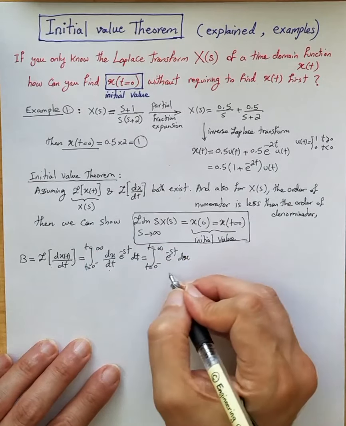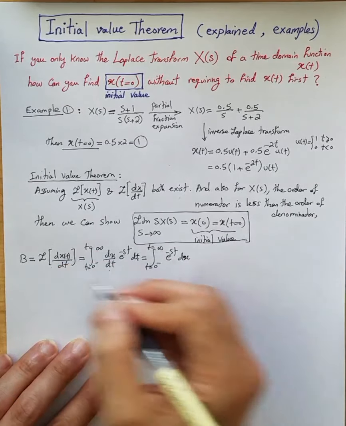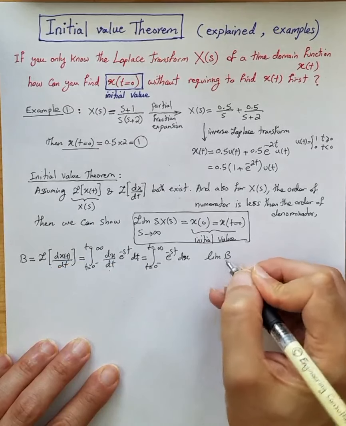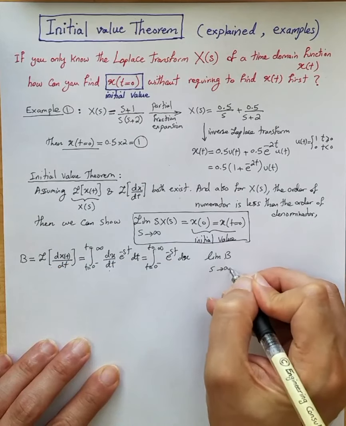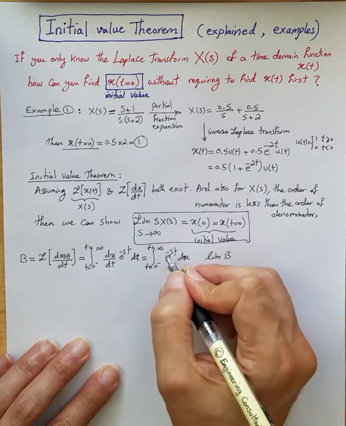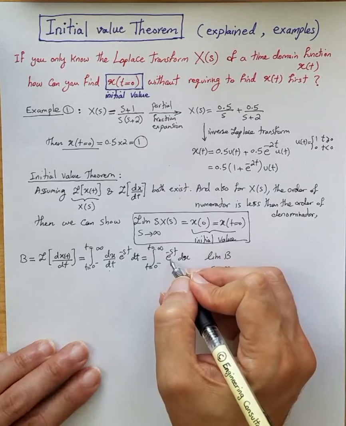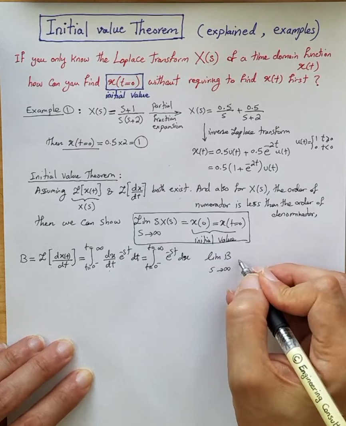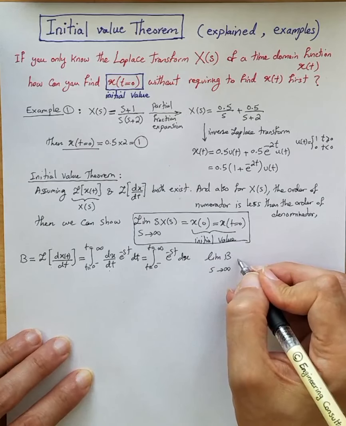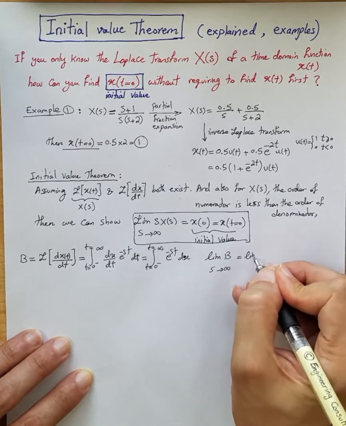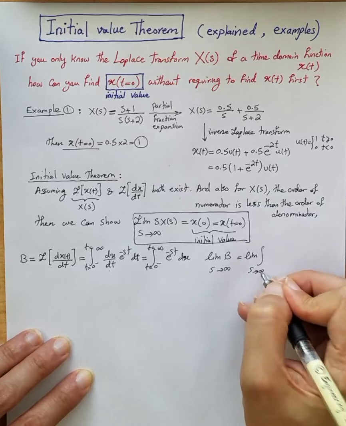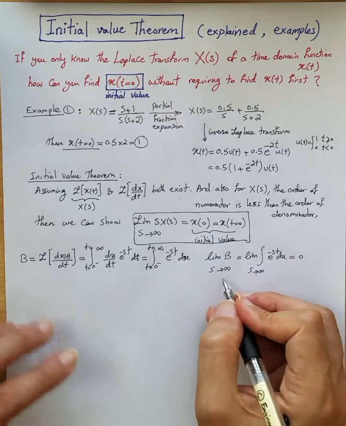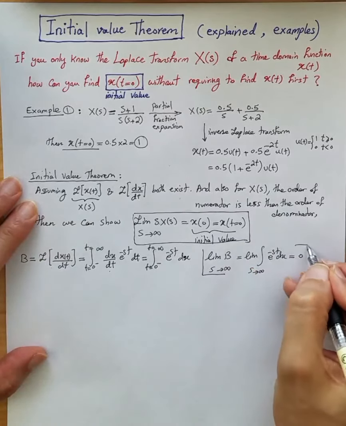Now keep this in mind. This is equal to B. When we compute the limit of B as s goes to infinity, the function inside the integral goes to 0 because s is going to infinity. So as a result, you're talking about the limit as s goes to infinity of the integral of e to the minus st dx, which is 0. This is what I need.